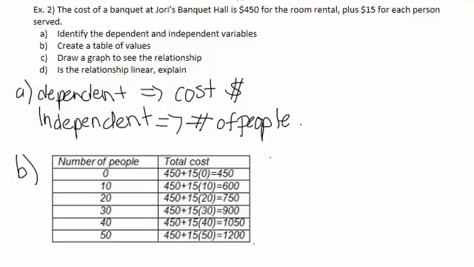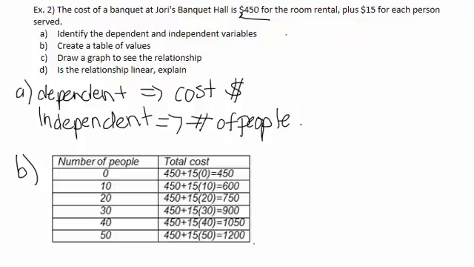Here's the table of values that we have created based on the scenario that we have. We've decided to increase the number of people going up by 10, and the total cost is always going to be $450, that base fee, and then $15 times the number of people that show up. So for 0, it's just $450. For 10 people who show up, it's $450 plus 15 times 10. Part C we'll do up here.